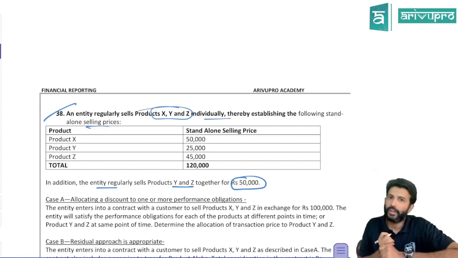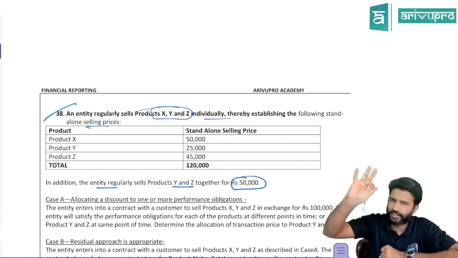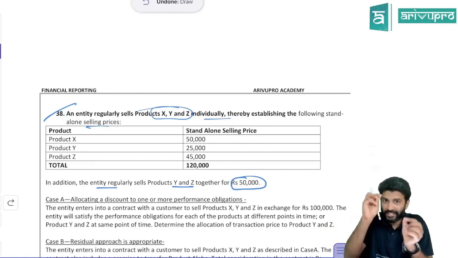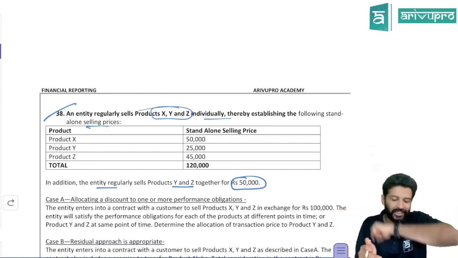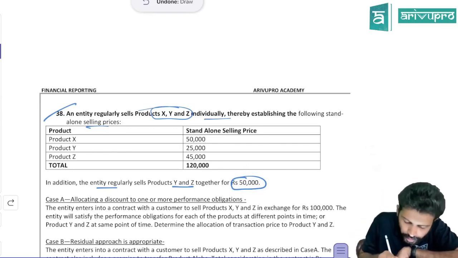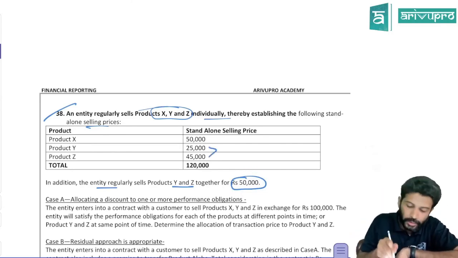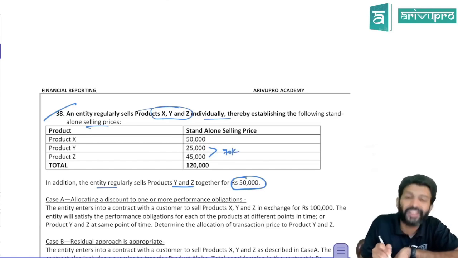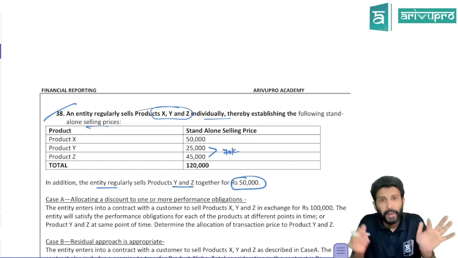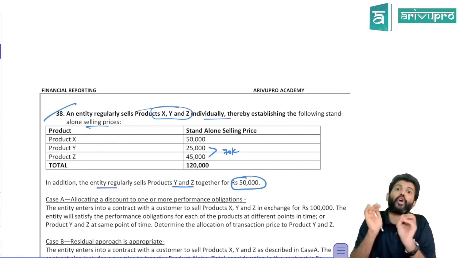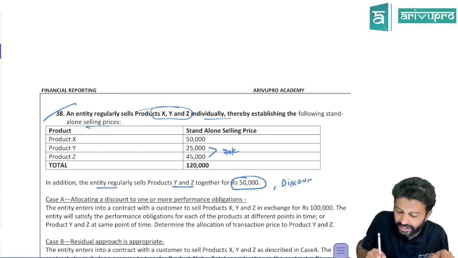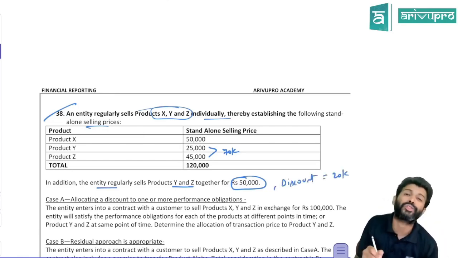So stop there. Sir, X, Y, Z separately also they will sell. When they sell separately, this is the price. Not only this, Y and Z they also sell as a combo, for 50,000. So just stop there. What is Y's individual price? 25. Z's individual price is 45. That means put together it should be 70. Individually when you sell Y and Z, totally you will collect 70. But when you sell only Y and Z as a bundle, you collect 50,000. That means when you sell the Y and Z bundle, you give a discount of 20,000. Correct?